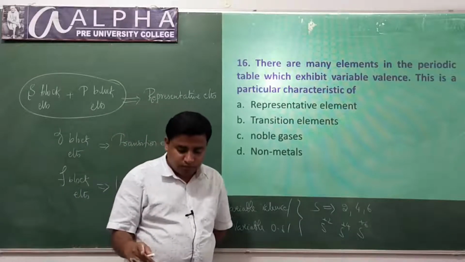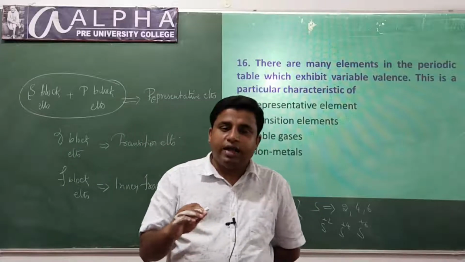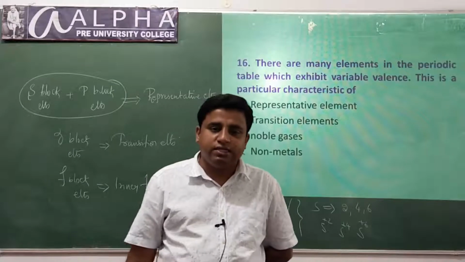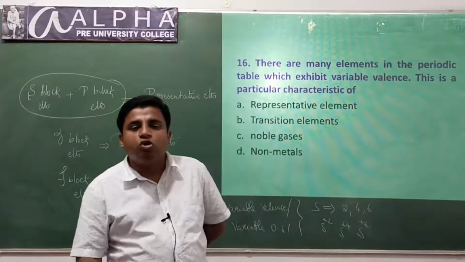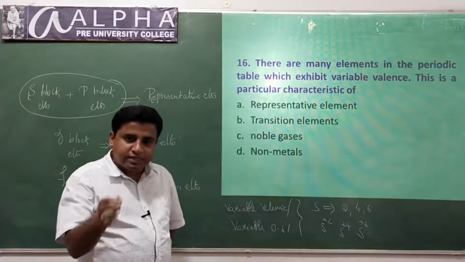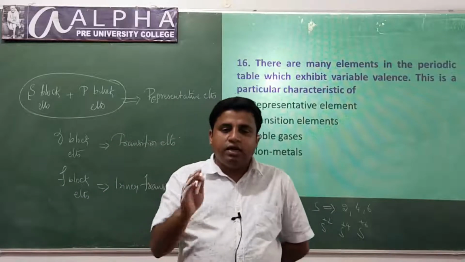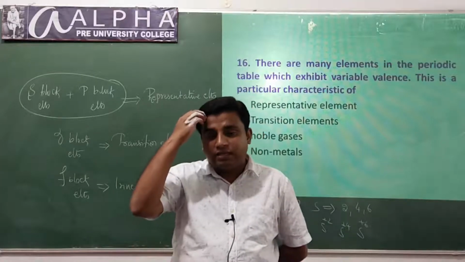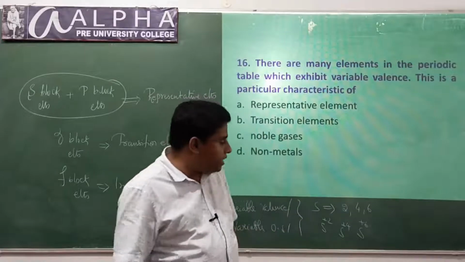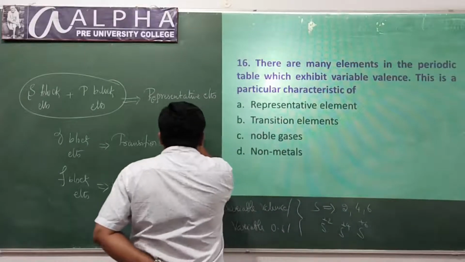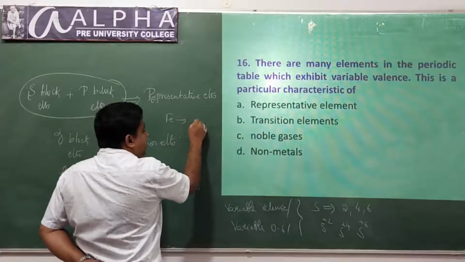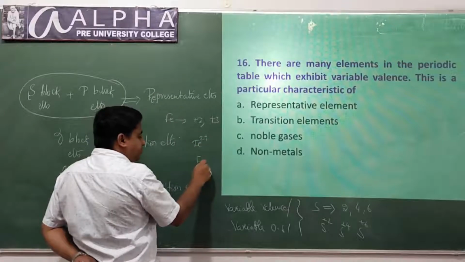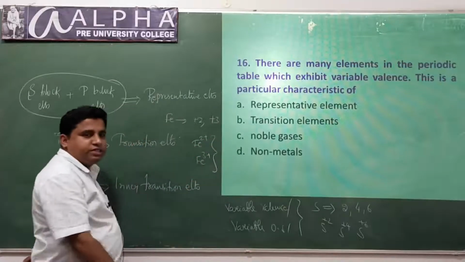If the same element exists in different oxidation states or has different valencies, then we call it variable valency or variable oxidation state. For example, iron. We know iron can be in +2 state and +3 state. We have Fe2+ and Fe3+. This is what we call variable oxidation state.